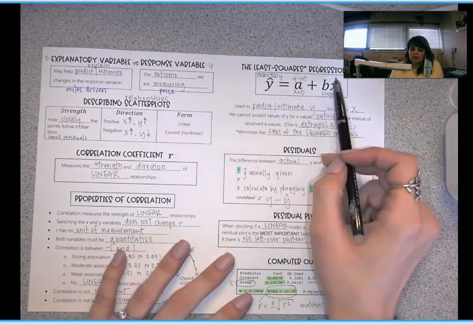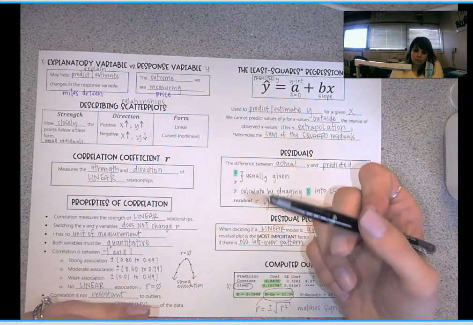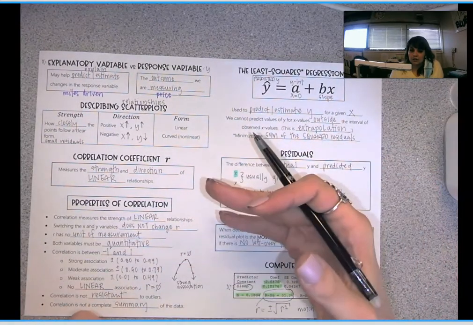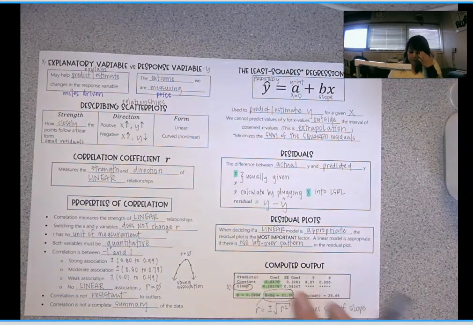Okay, this is my least squares regression line. Okay, what are all the details behind my least squares regression line? This is extrapolation. What are all the details behind that? So hopefully this was helpful to you.